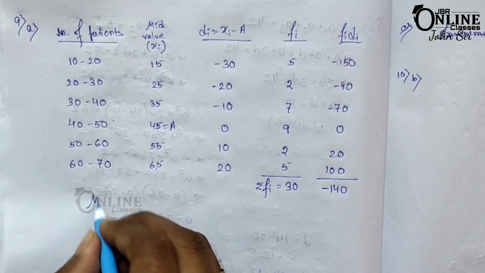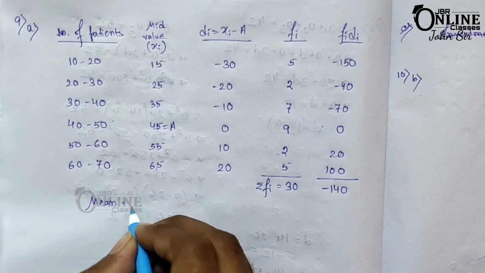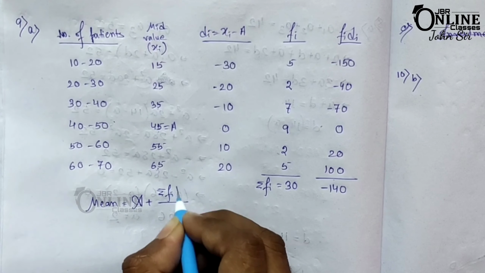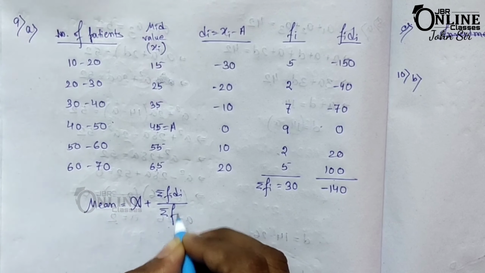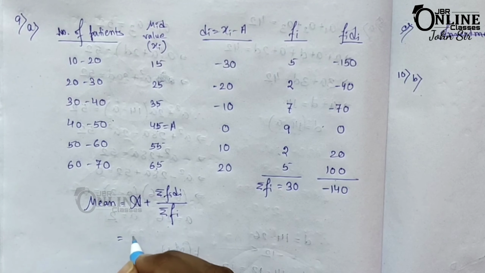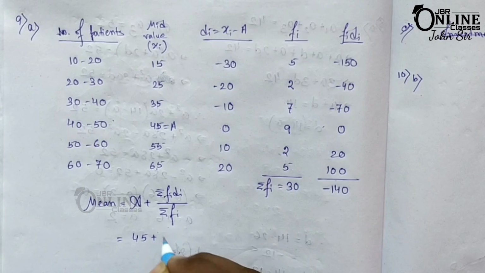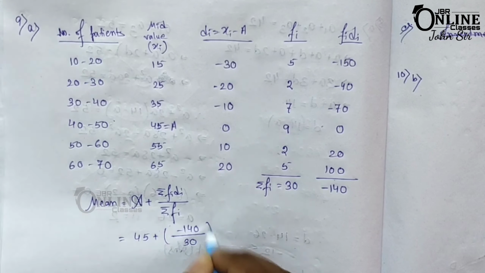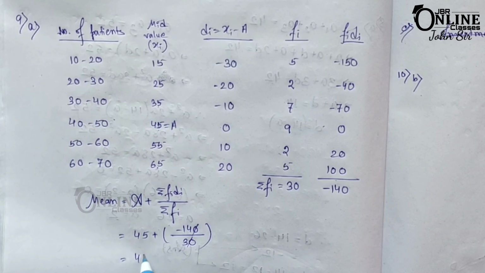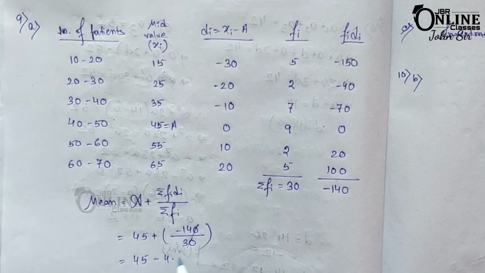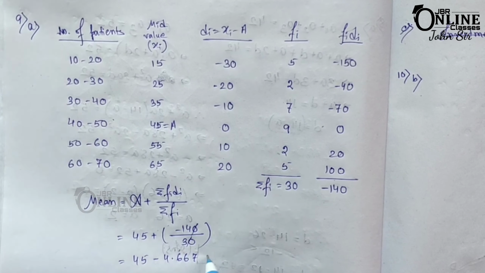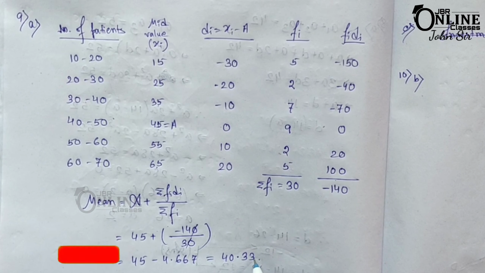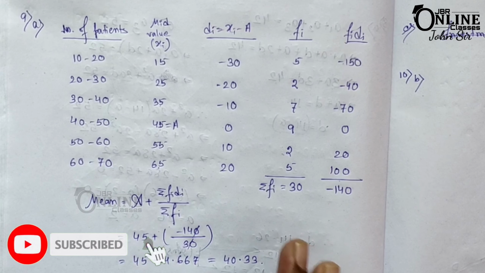Okay, now what is the formula of mean? Mean equals a plus summation fi di by summation fi. So that means 45 plus summation fi di is minus 140 divided by 30. So 45 minus 4.667 equals 40.33 approximately, correct up to 2 decimal places.